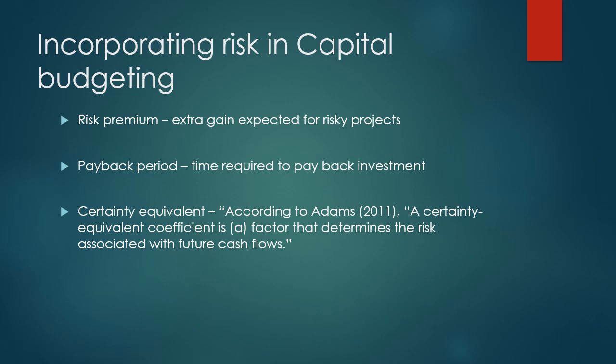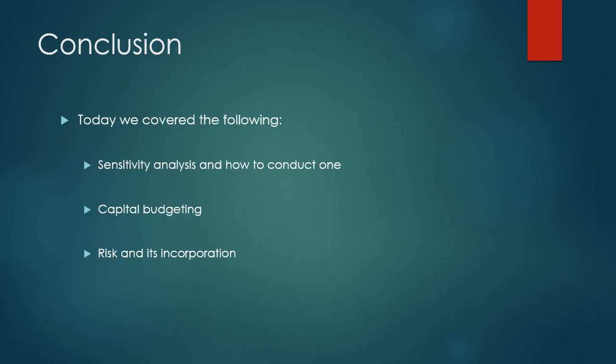According to Adams, a certainty equivalent coefficient is a factor that determines the risk associated with future cash flows. Future project cash flows are estimated with probability and statistics. To get a better estimate of whether these cash flows will materialize, the certainty equivalent coefficient is used. Projects with unlikely cash flows can be deemed too risky.